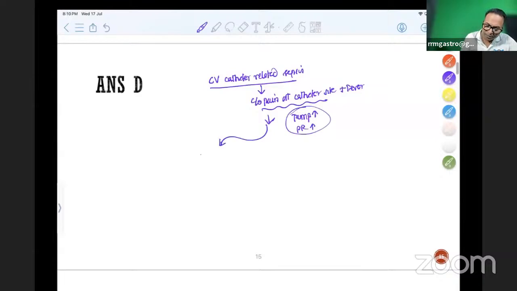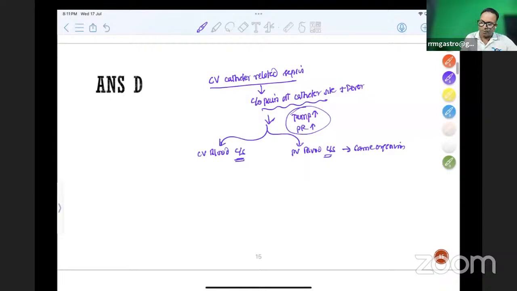Recently, we are aspirating central venous blood for culture sensitivity, and peripheral venous blood for culture sensitivity. If both have the same organism, it is confirmed. Same organism means it is confirmed.